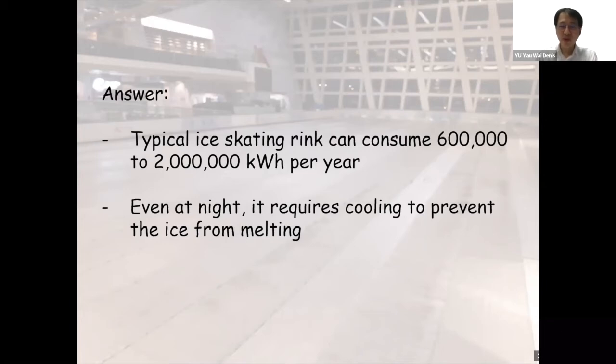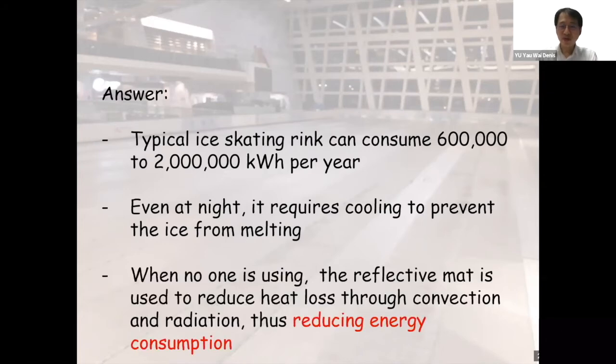So how do you reduce this energy consumption? One of the things to do is, if there's nobody using it, you can try to reduce the energy loss by putting these reflective mats on the surface. It helps to prevent convection and also radiation. So you can reduce energy consumption.